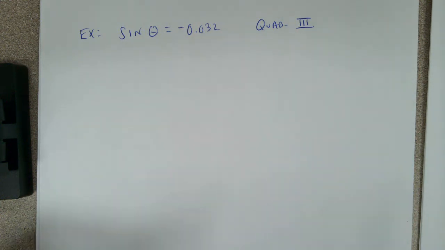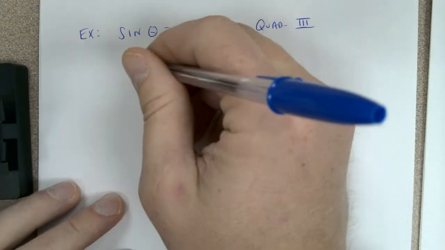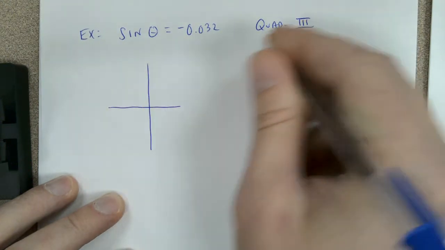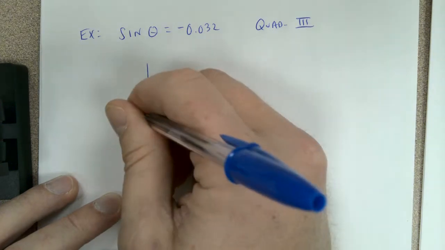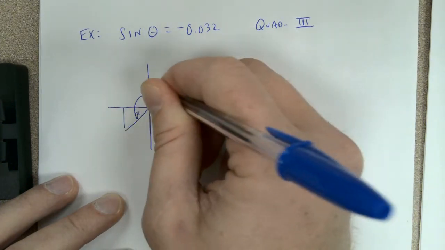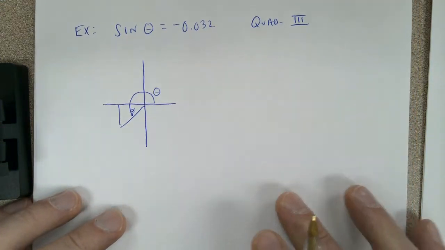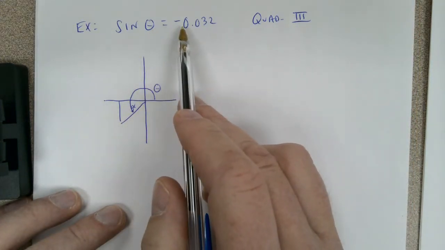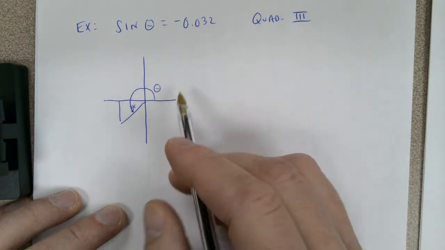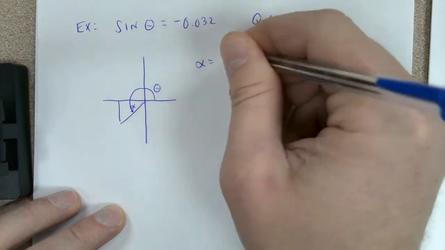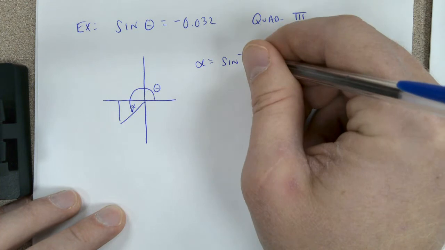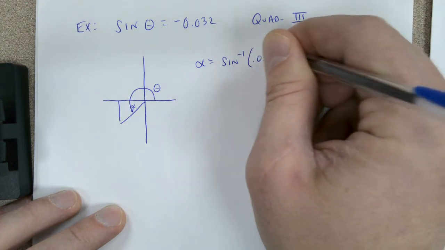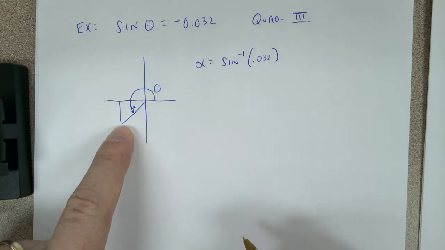Okay, now let's take a look at finding the angles given the functional values. So, as I look at this, I know that from the given information, I'm in the third quadrant. And so in the third quadrant, here's my alpha, here's my theta. So with the given information, sine theta equals negative 0.032. To find alpha, I'm just going to do the inverse sine. Again, to find alpha, I'm just going to use the positive value, 0.032, remembering that I am in the third quadrant.